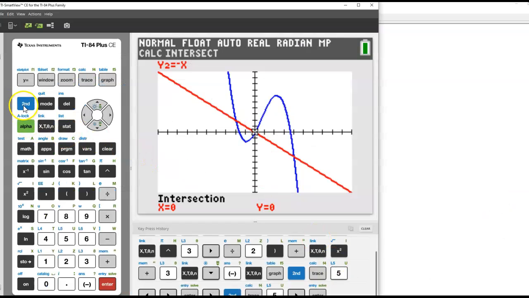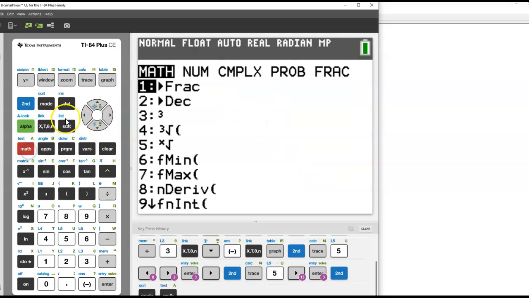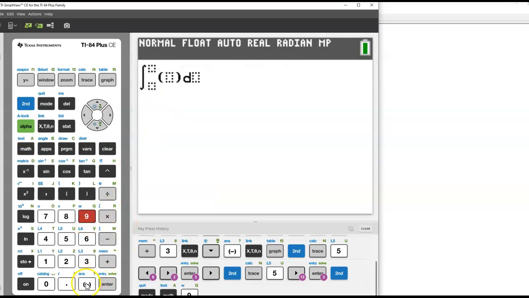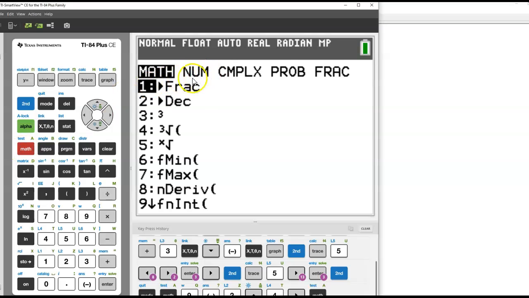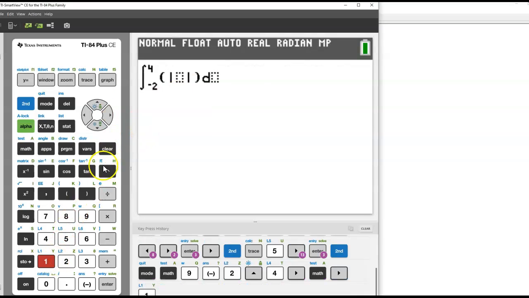So let's push second and quit to go to the home screen. We're going to push math. We're going to click 9 for derivative. We're going to enter our first intersection point and our last intersection point. And we're going to put absolute value bars in here. So we want to push math, come over here to number and click 1. And inside there, we're just going to put our 2 functions that we already typed into the y area.